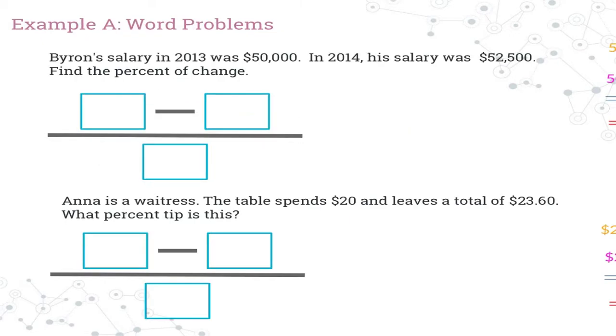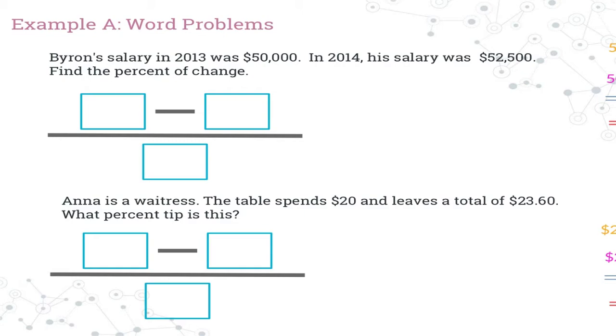So here we are at example A, and these are going to be looking at percent of change through word problems. So Byron's salary in 2013 was $50,000. In 2014, his salary was $52,500. Find the percent of change. So his boss came in and gave him a raise, and we need to determine if this was a large raise or a little raise. It's always good information to have.